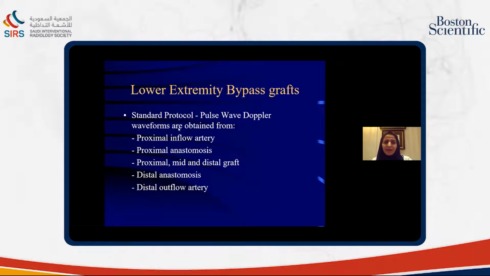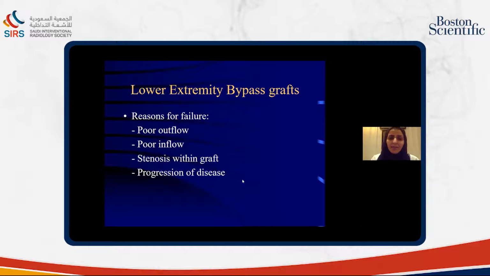Okay. Here the protocol, as we said: proximal inflow artery and proximal anastomosis, proximal, mid, distal within the graft, distal anastomosis, and distal outflow artery. Reasons for graft failure: when we have poor outflow and poor inflow, stenosis within the graft, progression of the disease.